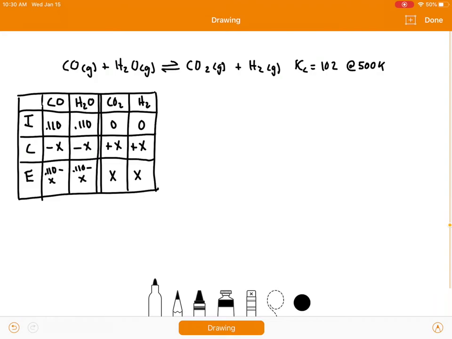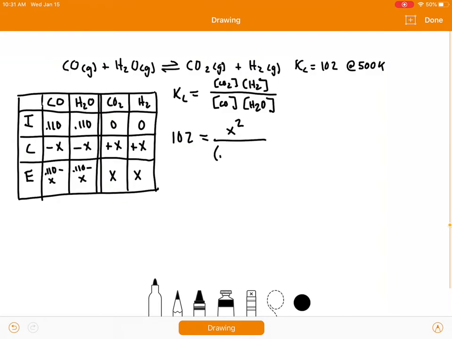So now you just set up the K equation, which is, well, I'll just write this out. You would have your carbon dioxide and your hydrogen on top. The coefficients are 1, so the power is 1, and carbon monoxide and water on the bottom. So just plug that in. You get 102 for Kc, and that is equal to x squared on the top, because CO2 is x, H2 is x. And then on the bottom, you'll end up with 0.110 minus x, also squared, because these two are equal.